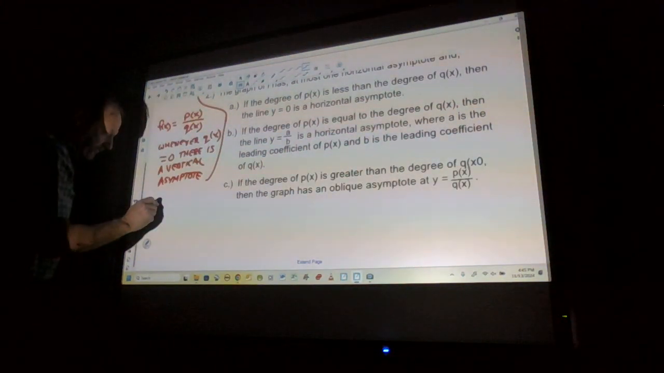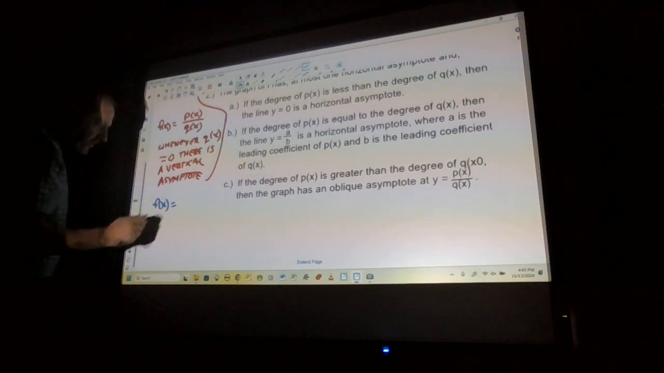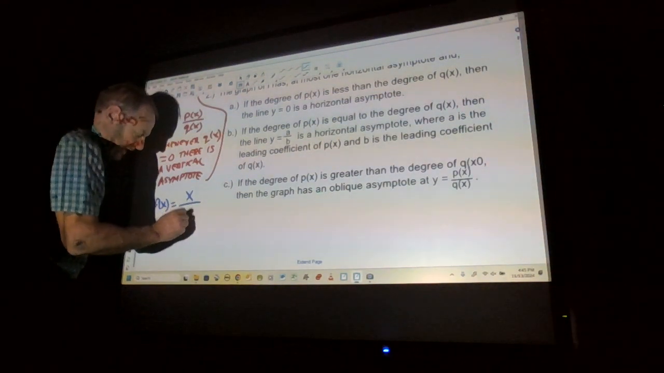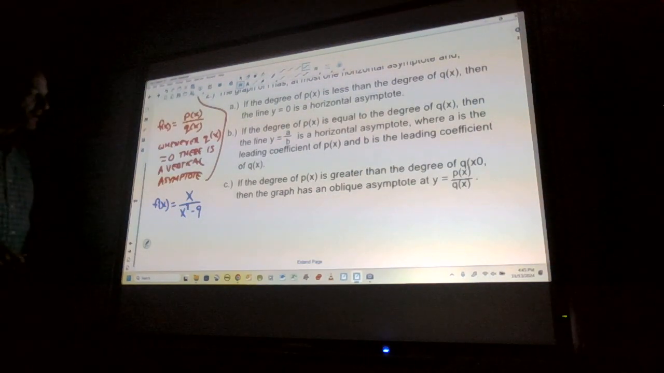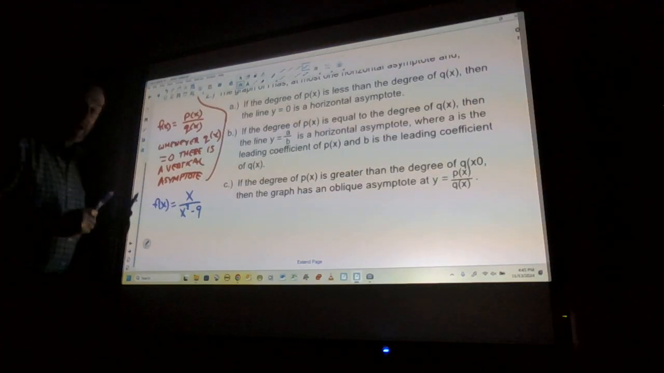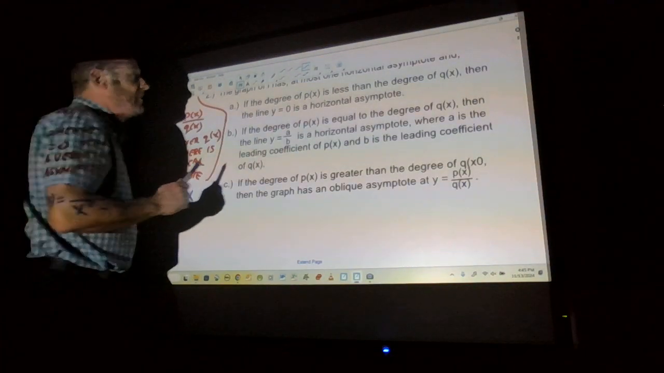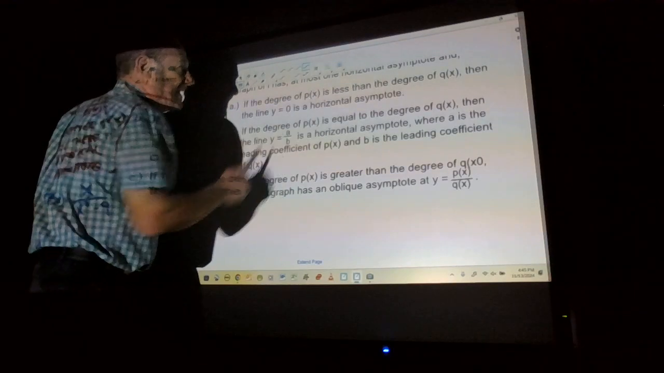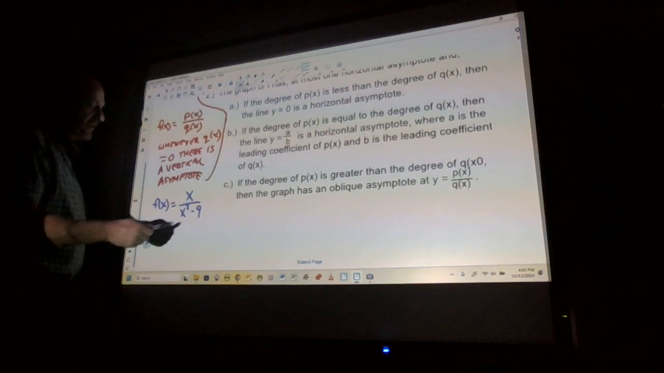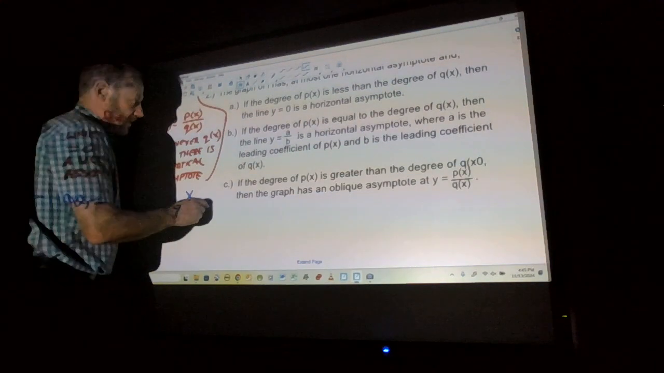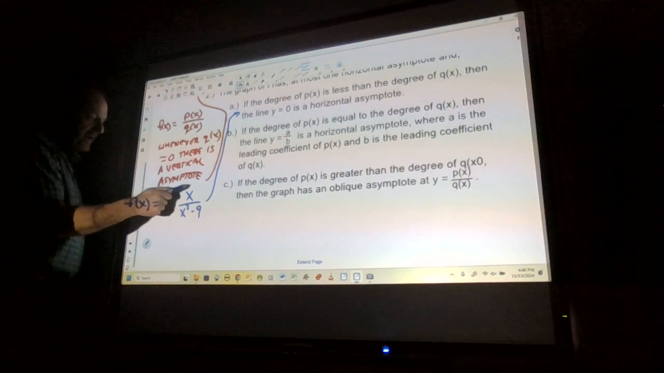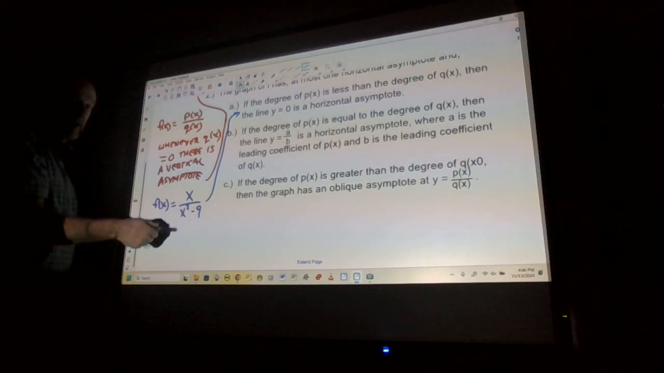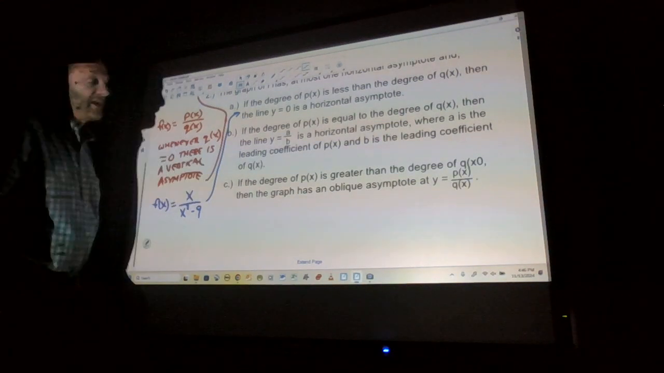If I had f of x equals x over x squared minus 9, the degree of the numerator is 1, the degree of the denominator is 2. That means the degree of p of x is less than the degree of q of x. This will have a horizontal asymptote at y equals 0. Every time the numerator has a degree less than the denominator, doesn't matter how much less, it will have a horizontal asymptote at y equals 0.